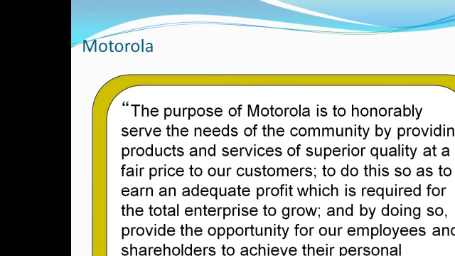They have also targeted the fact that they would like to earn a profit. You can't just serve the people at a loss. And they have mentioned why: because we want our enterprise to grow, and by doing so, provide the opportunity for our employees and shareholders to achieve their personal objectives. To me, this is as simple, effective, and efficient a mission statement as it can get. It covers the employees, the shareholders, the company. Every aspect of the company has been covered in this mission statement. So, a great mission statement.